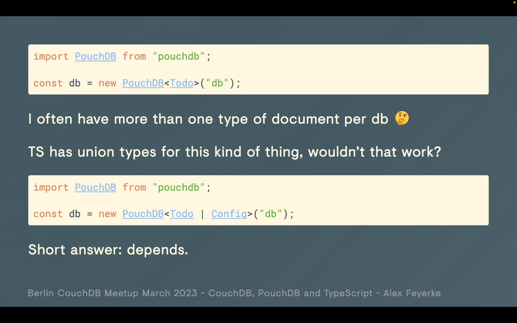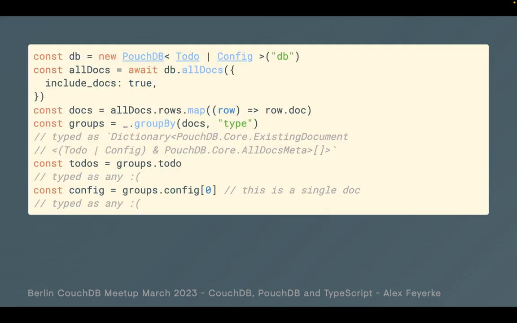Well, that kind of depends what you want to do later on. So what I frequently end up doing is I do an allDocs request for absolutely everything in a user's database, for example, and then I group by type, and then I do different things to the different types of data, pass them to different views, stuff like that. And I tend to use Lodash for this.